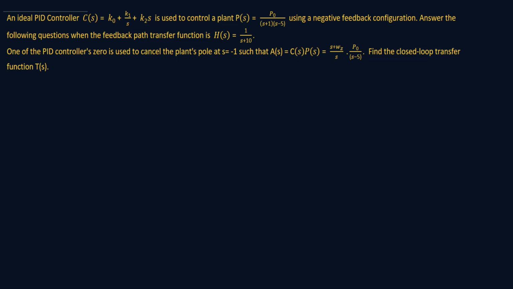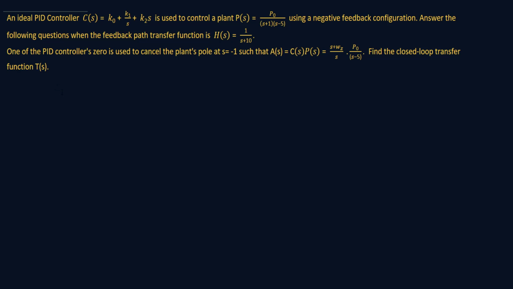So here we have an ideal PID controller C of s function which is given, and then the plant with negative feedback, and the feedback transfer function is given as h of s. One of the questions here is to find the closed loop transfer function. But I think any other questions after this, once you find the transfer function, are going to be really easy. So just make sure you understand the logic and how to get to the transfer function.